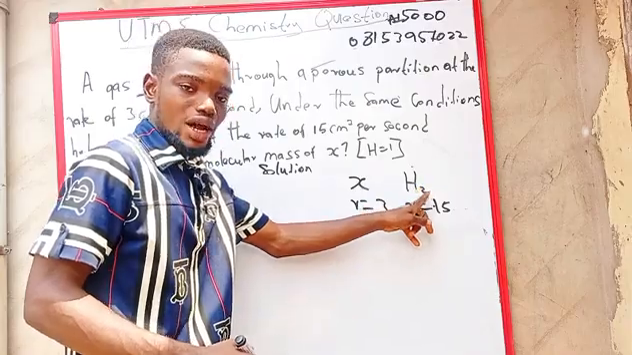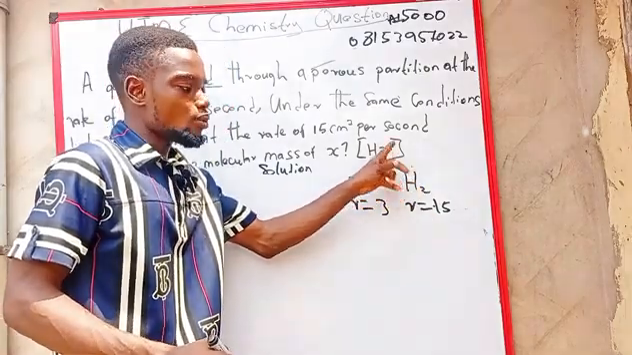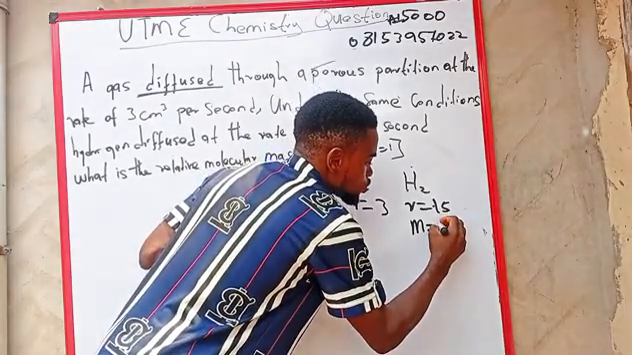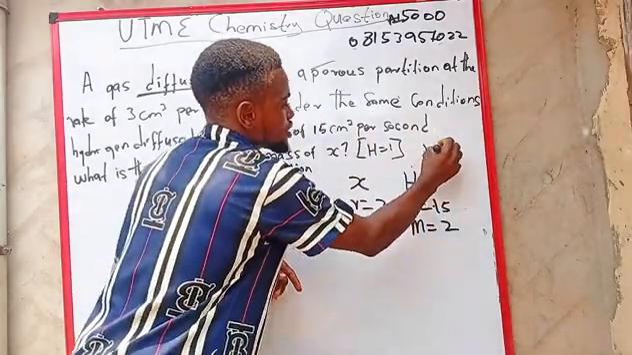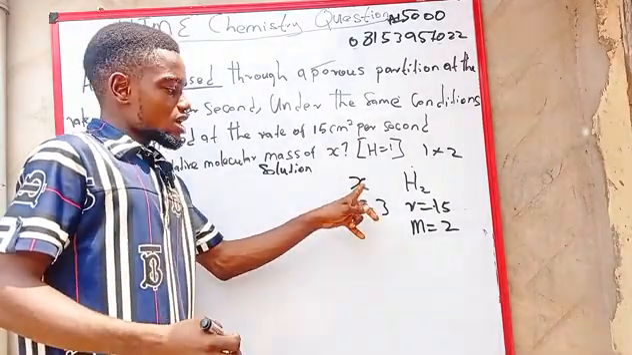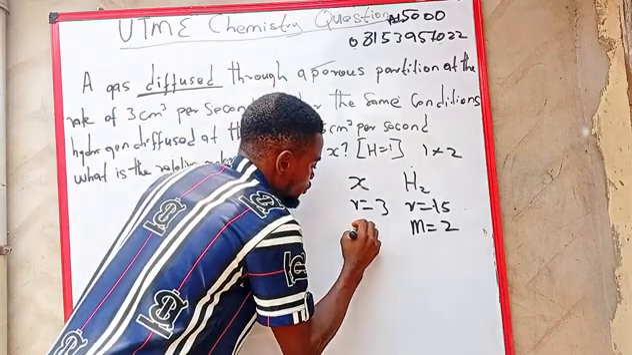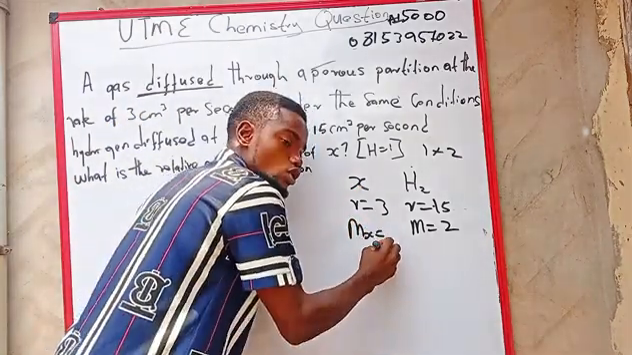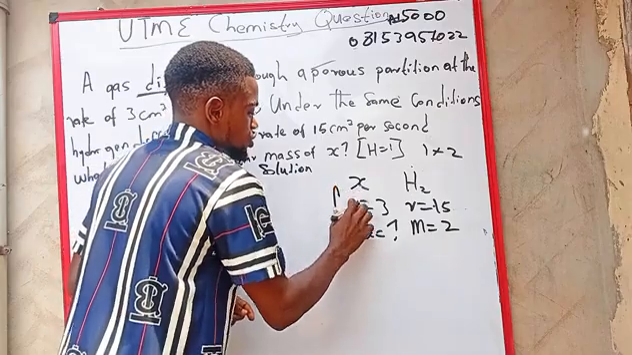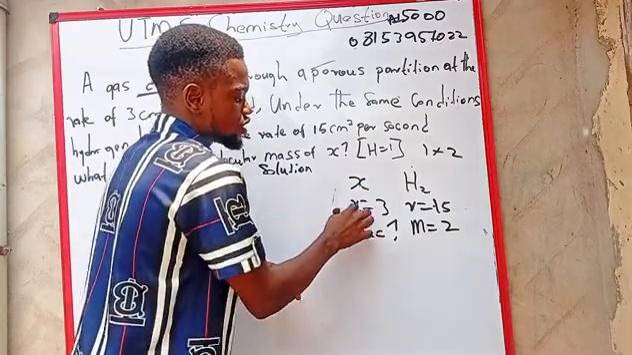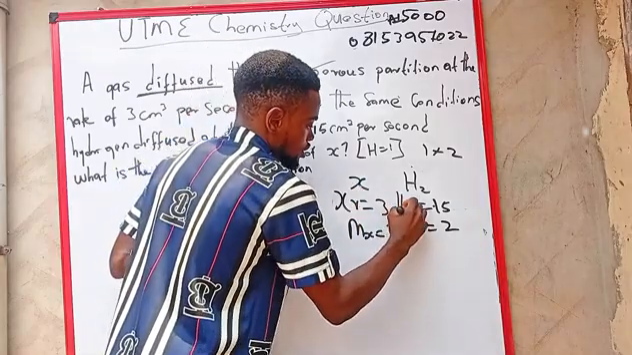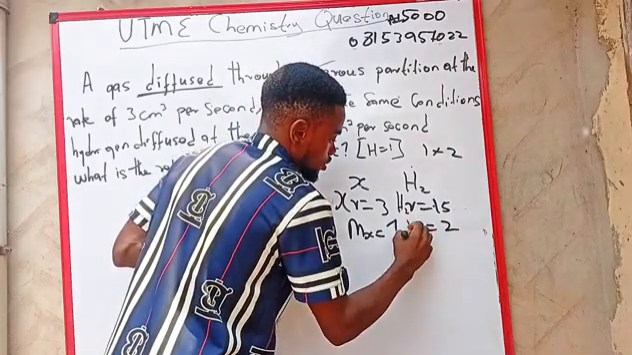Now what about the relative molecular mass of hydrogen? Hydrogen gas is H2. So the atomic mass times 2 is going to give us that the molecular mass of hydrogen is 2. That is 1 times 2. Now the relative molecular mass of the unknown gas X is what we are looking for, so that the M of X is equal to the unknown, which I'm going to put as a question mark. So this is the rate of gas X, and this is for hydrogen.